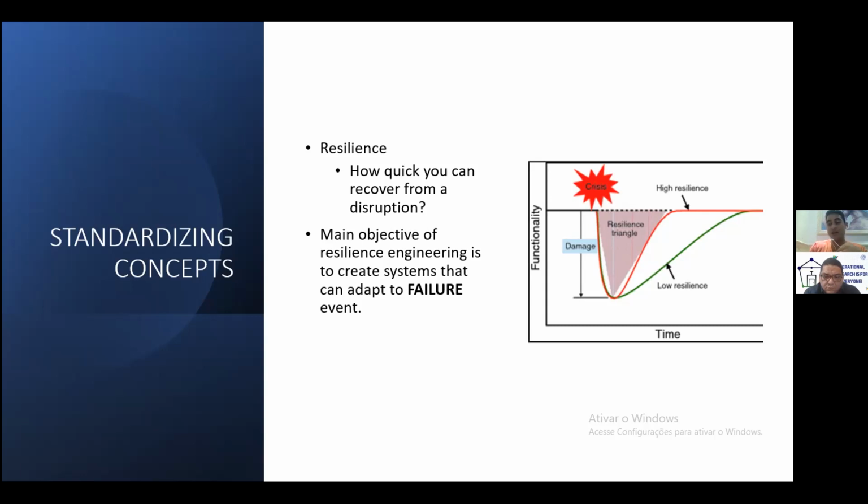So if we have high resilience, we can go to this red line over there, and our resilience triangle is going to be lower. It's going to have a smaller area. But if we go to the green one, we're going to note that a low resilience system needs more time to recover from problems. So the main objective of resilience engineering is to create systems that can adapt to the failure event.